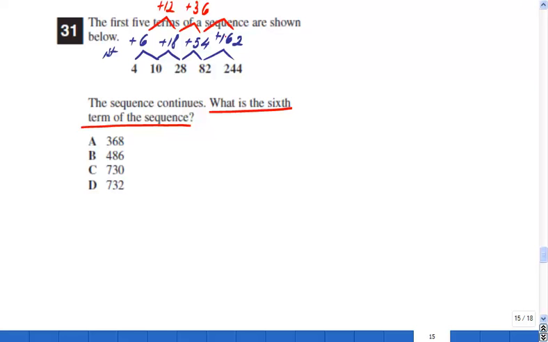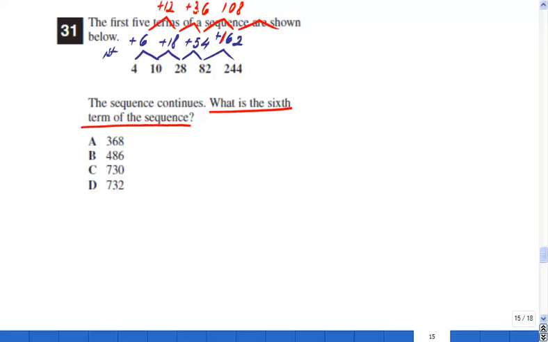The next difference will be what? 54 to 162, that will be 108. And what's next, right? Well, do you see any relation here yet?